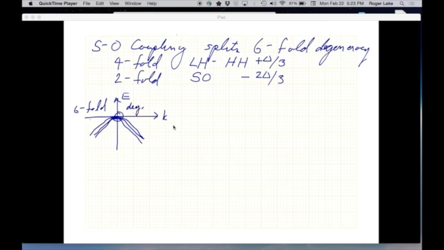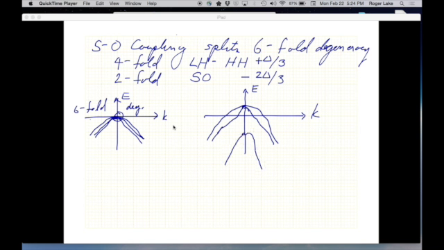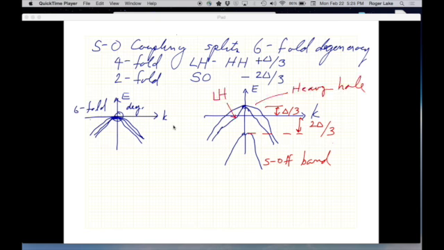And now when I turn on the spin-orbit coupling, I raise up 2 of the bands. One will be the heavy hole, one will be the light hole, and they're raised up by delta over 3. Then this band down here is lowered by 2/3 delta, and this is your split off band. These guys are raised up by delta over 3, and you've got your heavy hole and your light hole bands.